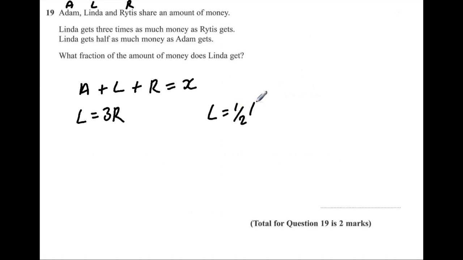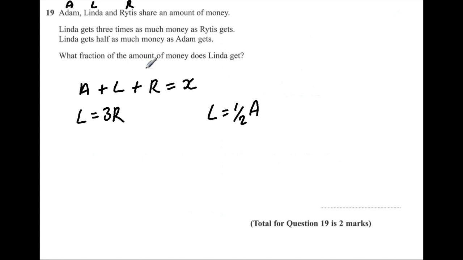Now, since they're all going to share a certain amount, I'm going to write it as an equation, A plus L plus R equals X. X means the amount of money. We don't know the amount of money. Now it says over here, Linda gets 3 times as much money as Retes gets. So Linda is equal to 3 R's. Linda gets half as much money as Adam gets. So Linda is equal to half of A.